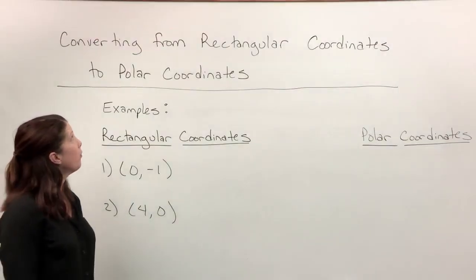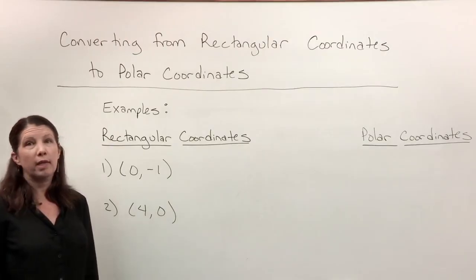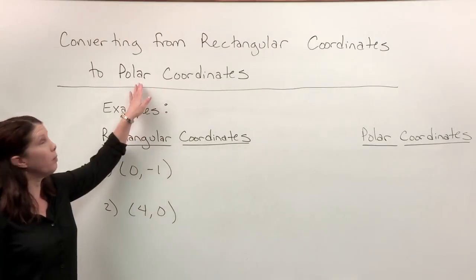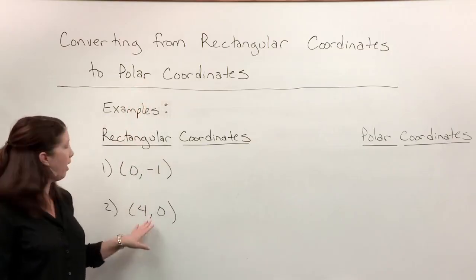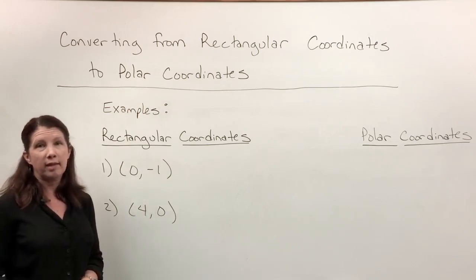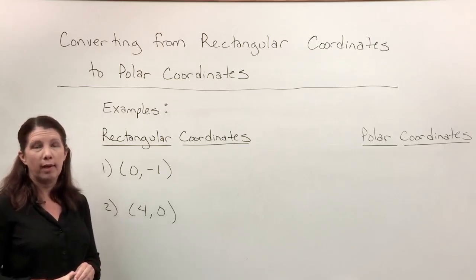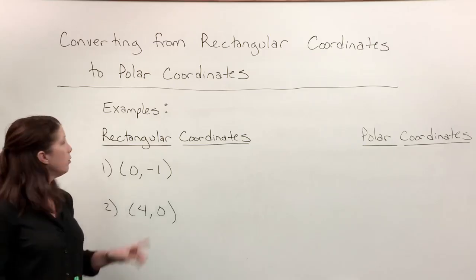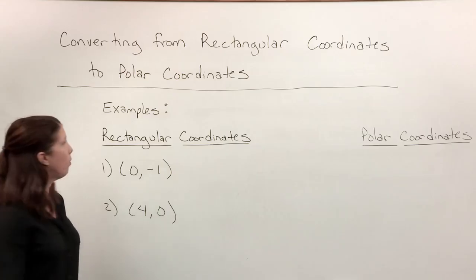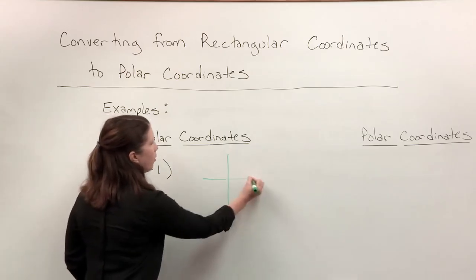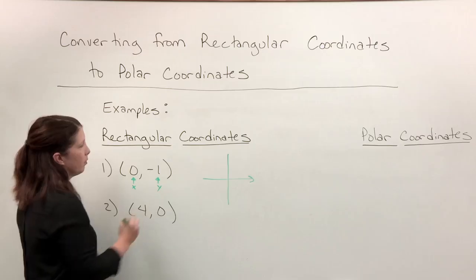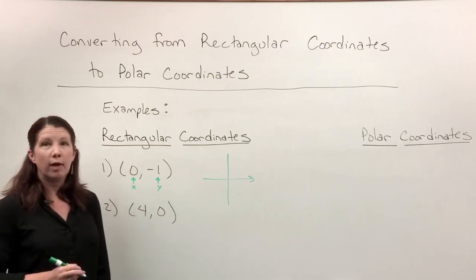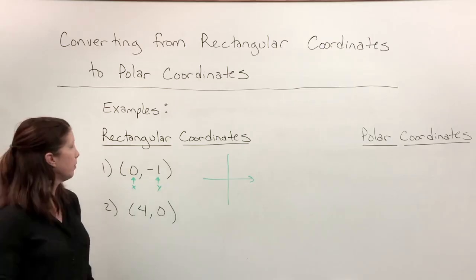Now that we've converted from polar to rectangular coordinates, we're going to take a look at converting from rectangular to polar. These first two examples are points that lie on the x or y axis. When that's the case, you don't need a formula to make the conversion. You just need to plot the point and look at where it's located. So let's look at our first point, 0, -1. Keep in mind that we're looking at a rectangular coordinate, so values x and y. To convert it, we're looking for values r and theta.